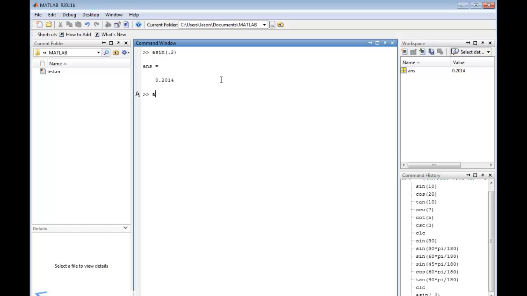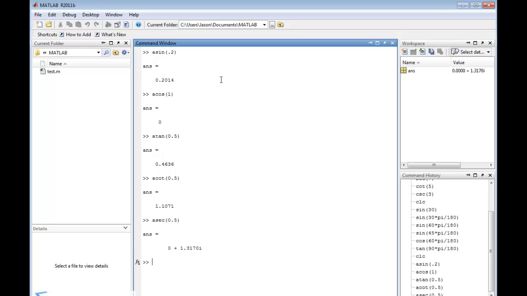So it will be acos for arc cosine, and you could do atan for tangent, and for cotangent it'd be like this. And then for secant, in this case, the arc secant of 0.5 is a complex number, so we're getting a little ahead of ourselves, but you can see that MATLAB does understand complex numbers. Let me go ahead and clear the screen.